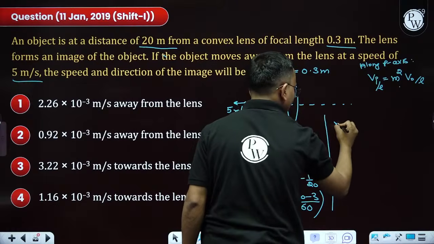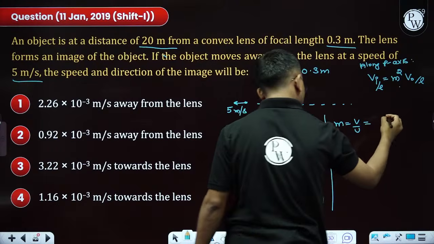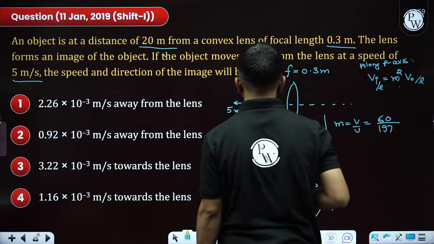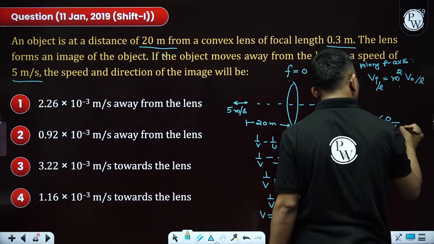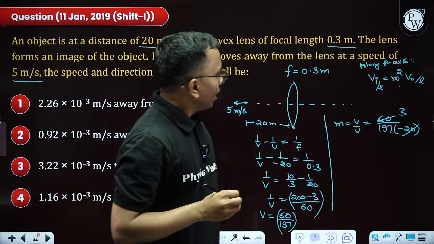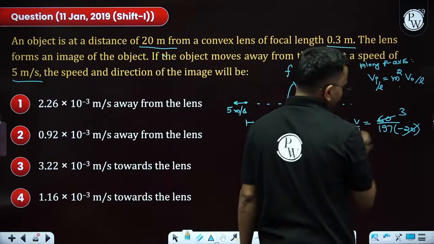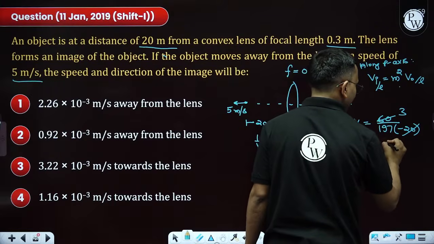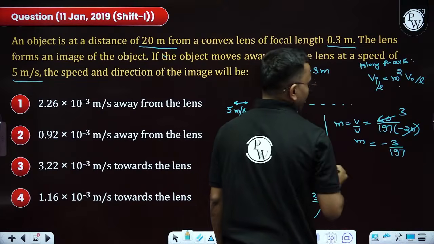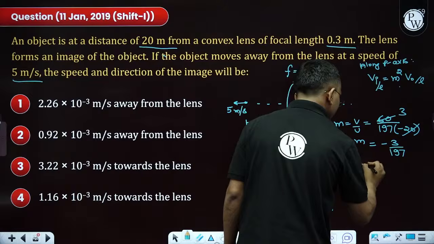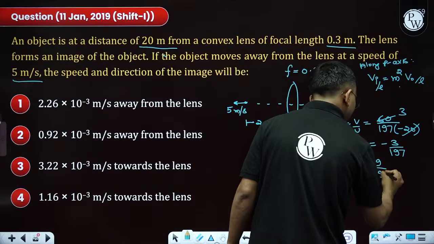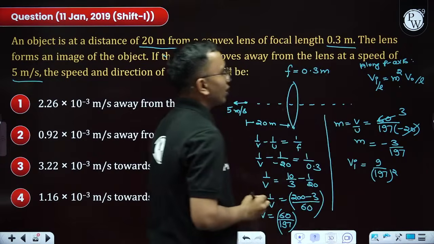Magnification is v by u, which is 60 divided by 197 into, what is u? U is minus 20. So this is 3, and it is not divisible by 3 anyways. Let us write it minus 3 divided by 197. This is my magnification. So I'll say velocity of image is equal to m square. Take square. So 9 divided by 197 square into velocity of object.